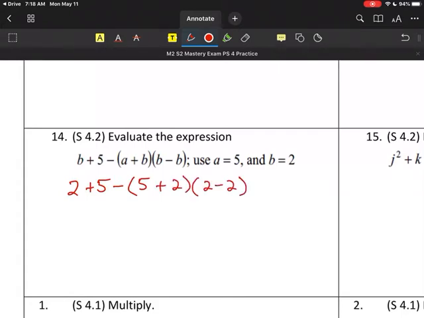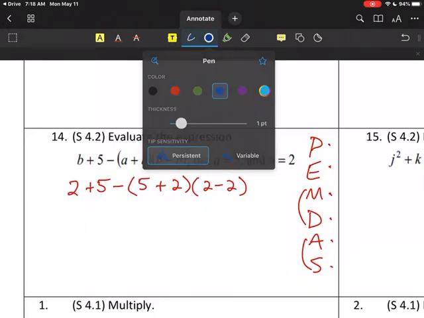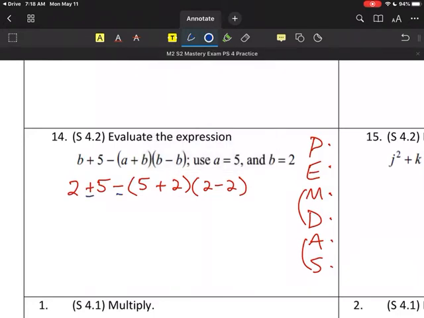Then you have to follow the order of operations, right? PEMDAS. Parentheses, exponents, multiplying, division, adding, subtraction, right? These two can go together. These two can go together. So I have adding, subtraction. I have multiplying right here, and parentheses. So I'm going to do parentheses first and then multiply, okay, before I add and subtract.